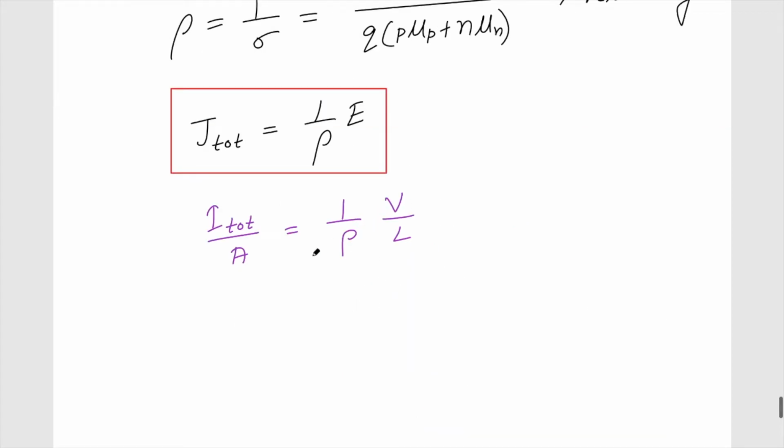So if I just rearrange it, what I'll get is V is equal to rho L by A into I total. And we know that this term is nothing but the resistance.